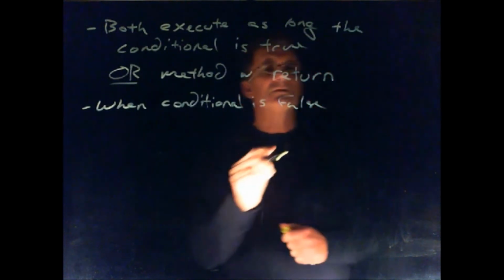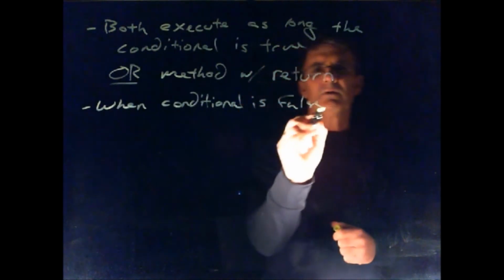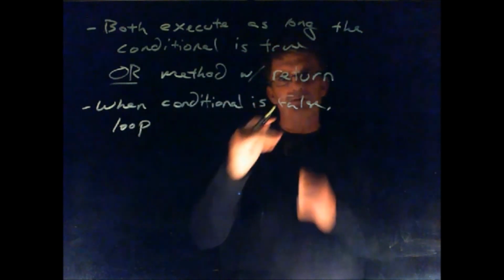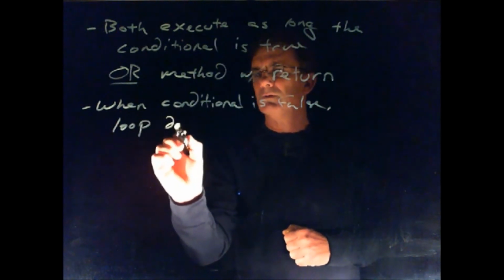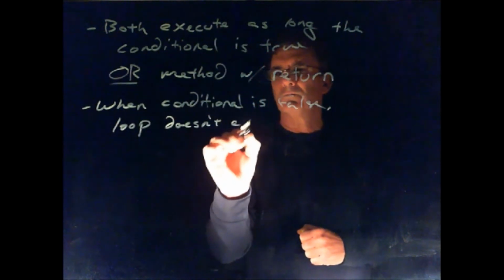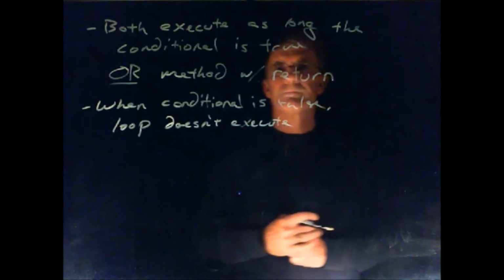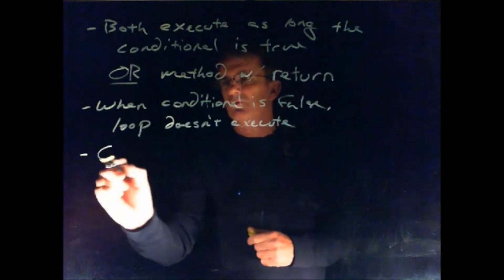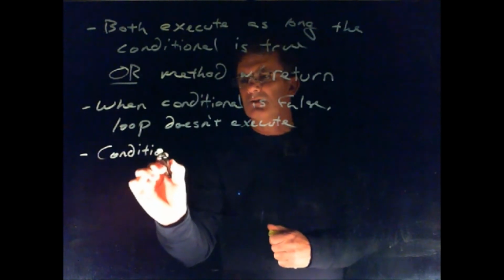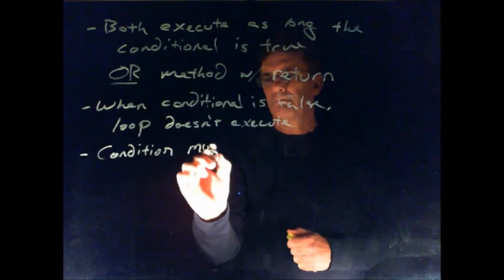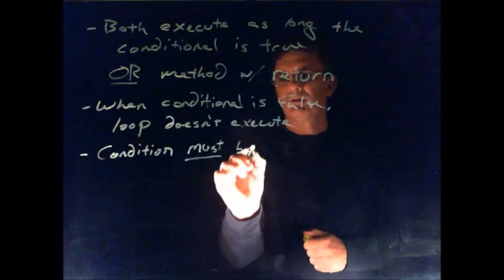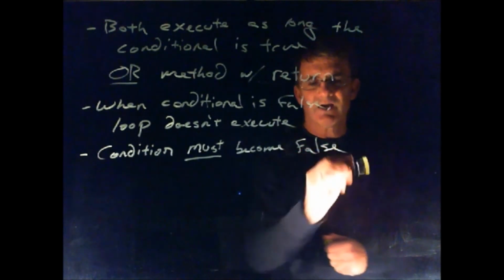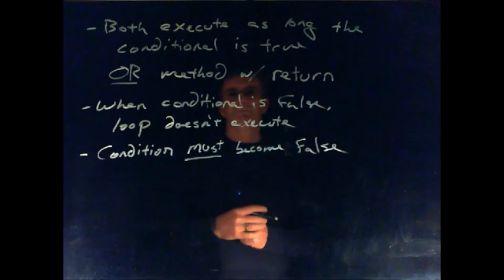A little bit like an if statement. If the conditional is false, then the statements in the if don't execute. The loop doesn't execute. The condition must become false. You've got to stop the loop at some time. That's sometimes the trick. If it doesn't and the loop never stops, then that's what we call an infinite loop.